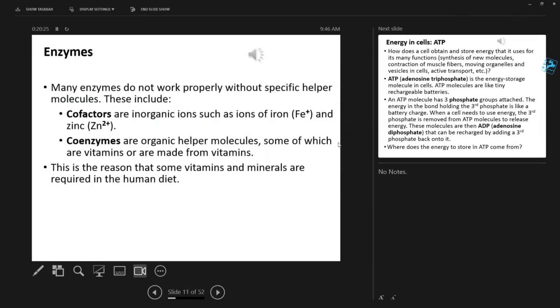Cofactors and coenzymes. These are just helpers for enzymes. The difference is cofactors are just single atoms or ions, like an iron ion or a zinc ion. But coenzymes are organic molecules, and that's what many vitamins are. They're cofactors or coenzymes.